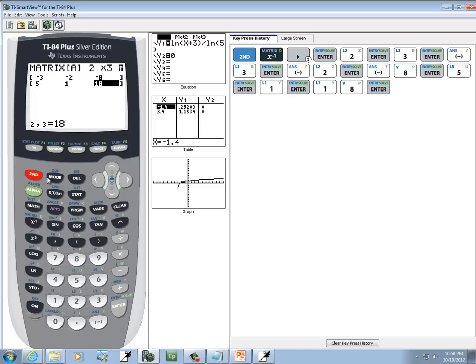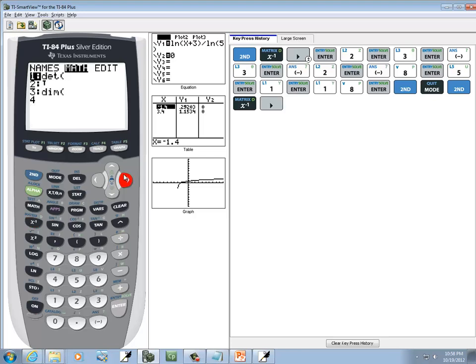Now I exit out, so I do second mode. Now I go into my matrix menu again, so I do second x and negative 1. Right arrow to math. Up arrow to RREF. Press enter on it. Go back in my matrix menu. Do enter on A. And enter again.